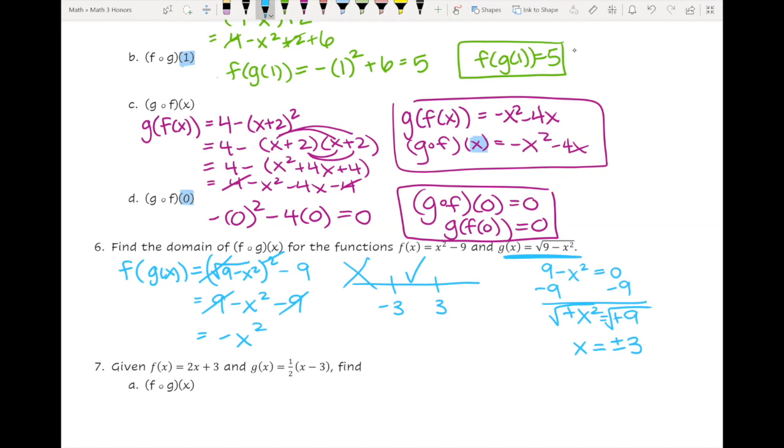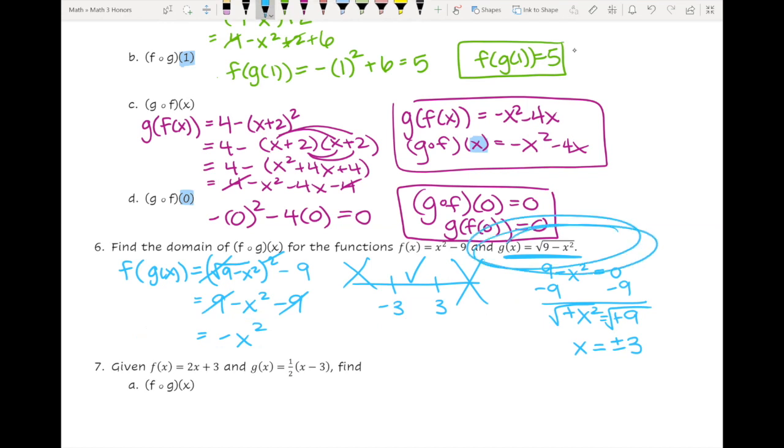And then I'm going to test this last section right here. I'll pick 4 or something. Anything in that section. Really, I could pick 25, whatever is greater than 3. And I'm going to put it in for the x. Again, I'm testing the g of x function. Then I will get the square root of 9 minus 16. Again, I've got basically the square root of a negative number, so that is not in my domain. That section is out, which means that I don't have any restrictions on my final function, but I did have a restriction on the input.